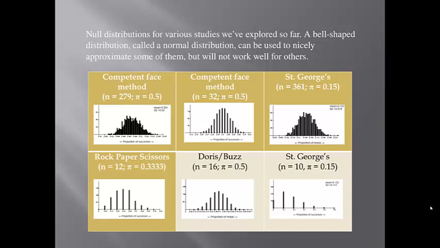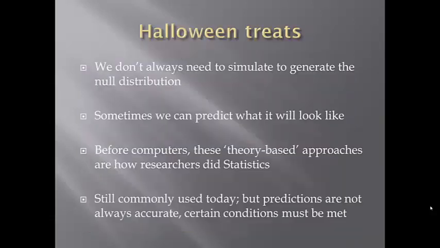In a couple of these cases, the distribution wasn't very symmetric. In the Doris and Buzz case, the null distribution that we simulated looks reasonably symmetric, but there are some pretty big gaps between the dots. This is important because we're finding that in many cases we do get a similar shaped distribution. And in fact, we don't always need to simulate to generate that null distribution. Instead, we can use mathematics in some cases to predict what would happen if you were to simulate.